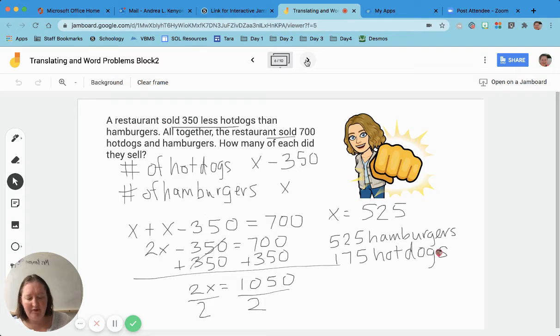So I found the value of x. I reminded myself, what did x stand for? Then I looked at how x related to the other item and substituted it in. Okay.